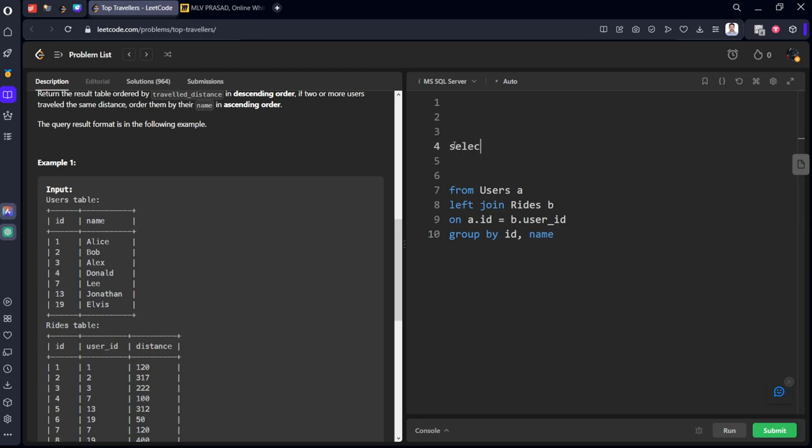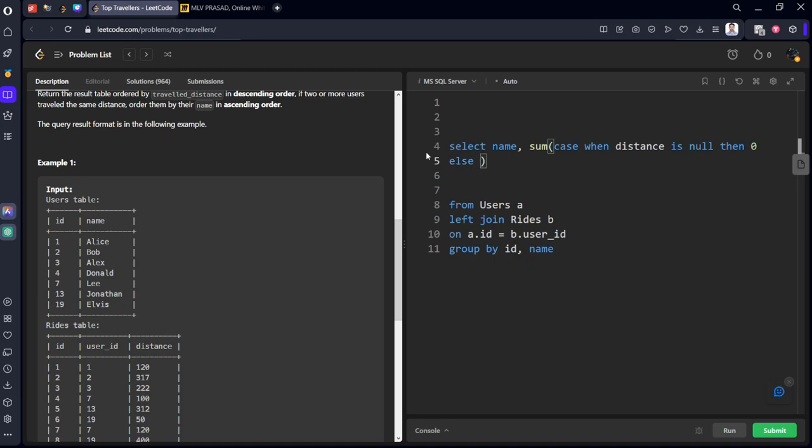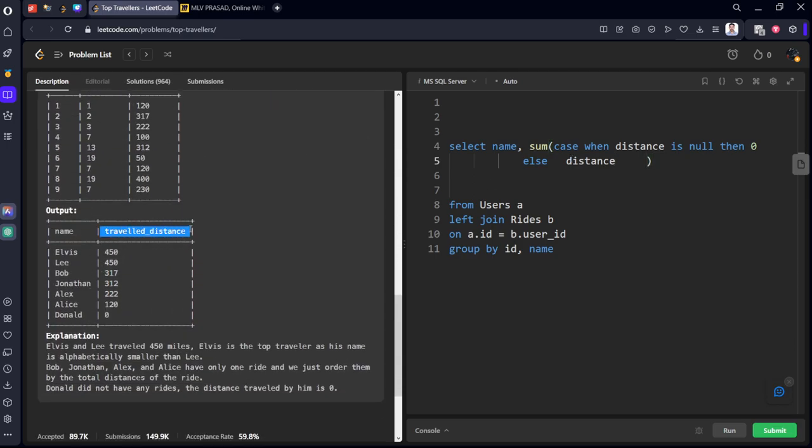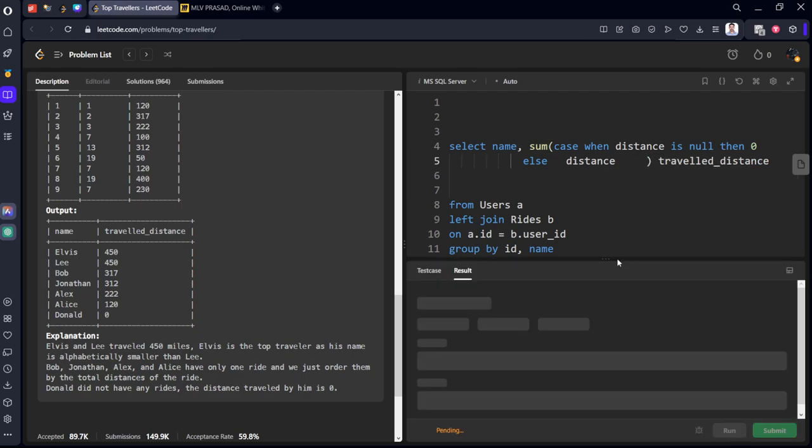We need to select the name, comma, the sum of distance, where if it is null it should be 0, otherwise it should be the same distance. So I will keep case when distance is null, then 0, else I will keep the distance only. That means if it is null, keep it as 0, otherwise keep the distance only. I am summing it. What is the alias they have given for that? Traveled distance. Okay, we have done it.